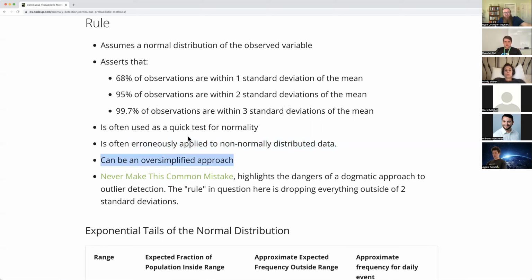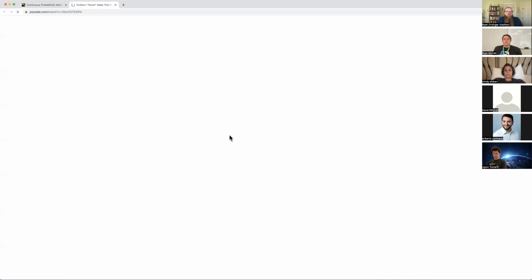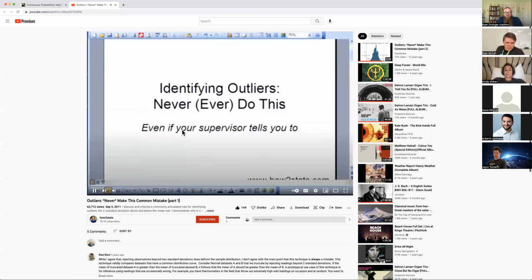But this empirical rule can be oversimplified, right? I've got a link here to a common mistake, which is dropping everything outside of 2 standard deviations. This isn't really a rule, but it's an unfortunate practice where folks just drop things that are 2 standard deviations away from the mean and higher. And you end up destroying a bunch of data. And I love this, even if your supervisor tells you to.